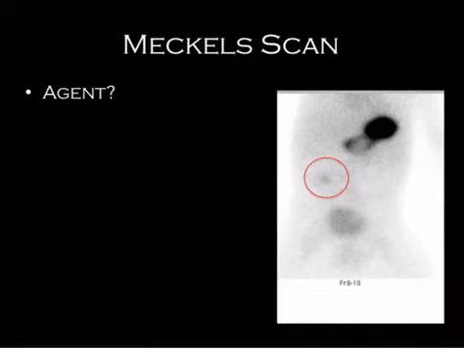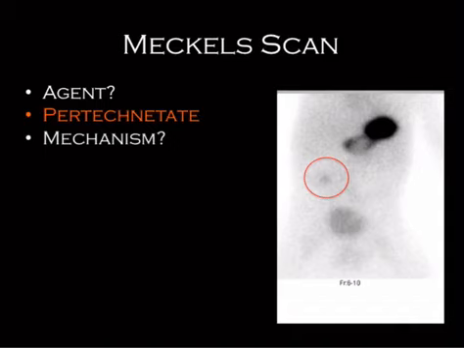You may remember that it's pertechnetate, right? Pertechnetate goes to gastric mucosa. So will it localize to all Meckel's? No, it won't, because only a small percentage of Meckel's actually have gastric mucosa. The good news is the ones that have pain and bleeding and those kinds of things typically have gastric mucosa in them, so it works on the ones that are symptomatic.